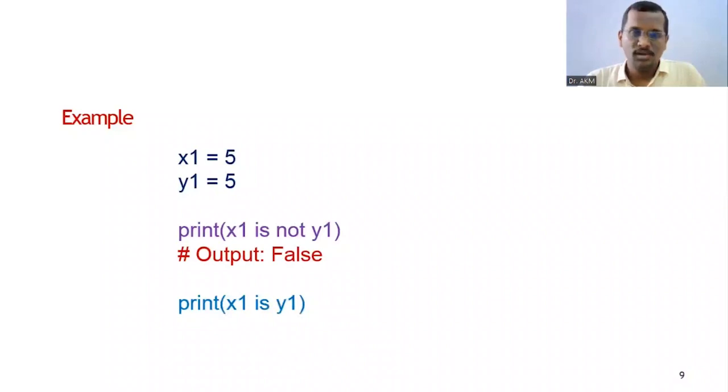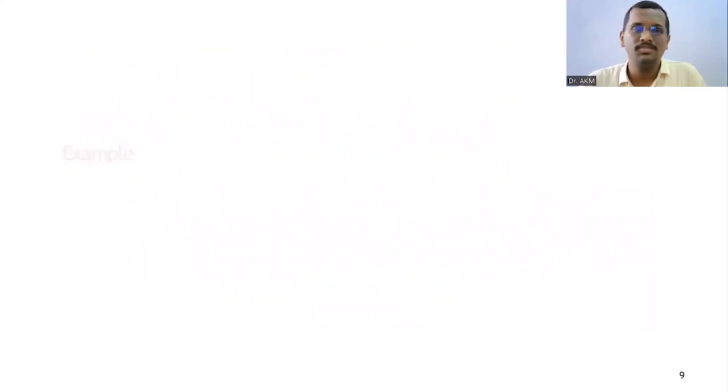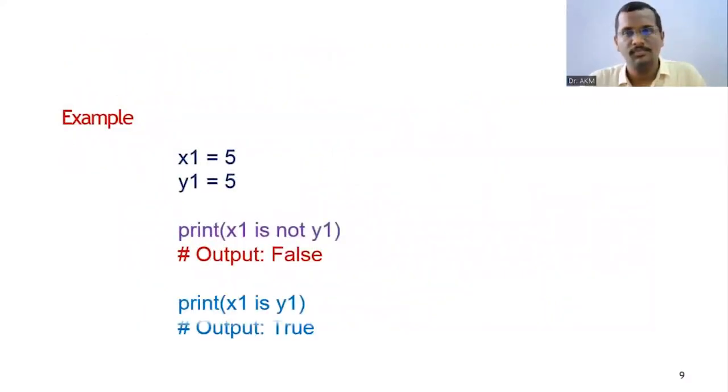Once again, x1 is y1. Yes, x1 is y1. Both are the same object, so it returns true. So that is the use of the identity operator. Identity operator means is and is not, and we have also seen the corresponding examples.